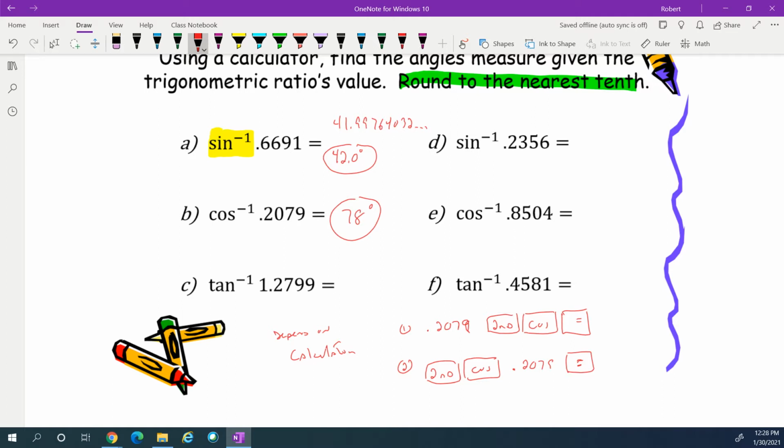So let's keep going, make sure that we can all use our calculator. For the inverse tangent for question C, we get an angle of 52 degrees. Now again, I am rounding to the nearest tenth, but it caused it to bump up to 52.0. Okay. For D, I have an angle of 13.6 degrees.